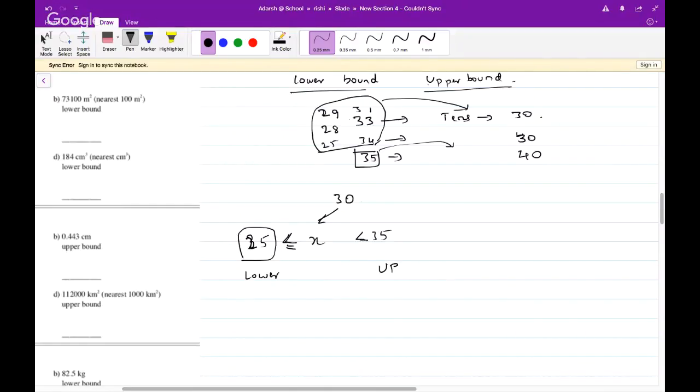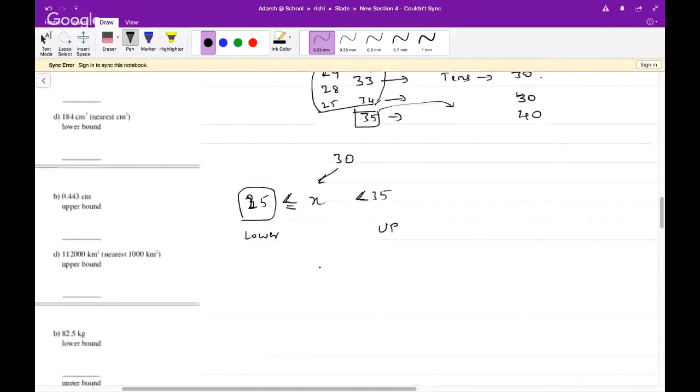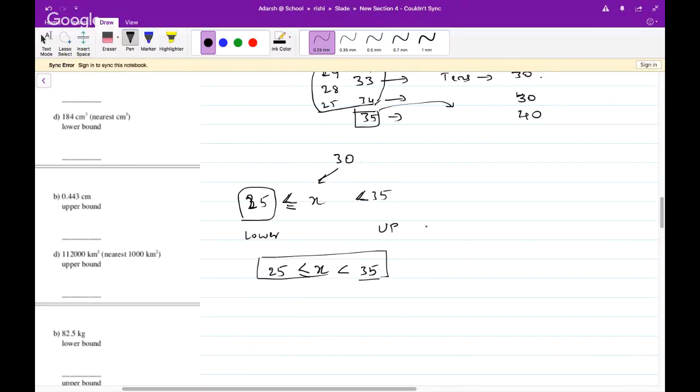So understand the representation is this way. The value of x lies between 25 and 35. So the x value is greater than or equal to 25, whereas it is always less than 35. You can ask me, is it 34? No, the answer is 35. The upper bound is 35, but the value is always less than 35. So this is when it is rounded off to the nearest tens.